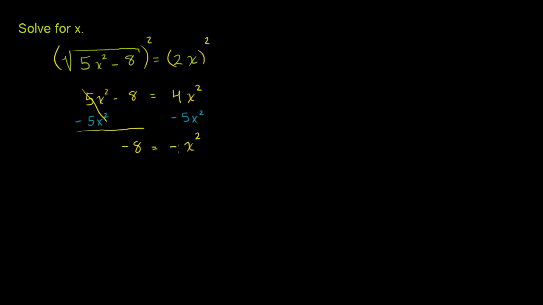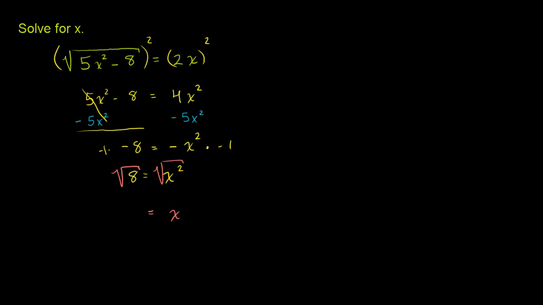And then we could multiply both sides of this equation by negative 1. That'll make it into positive 8. Or you could divide by negative 1, however you want to view it. So we get positive 8 is equal to x squared. And now we can take the square root of both sides of this equation, the principal square root. And what do we get? On the right-hand side, x is equal to the square root of 8.